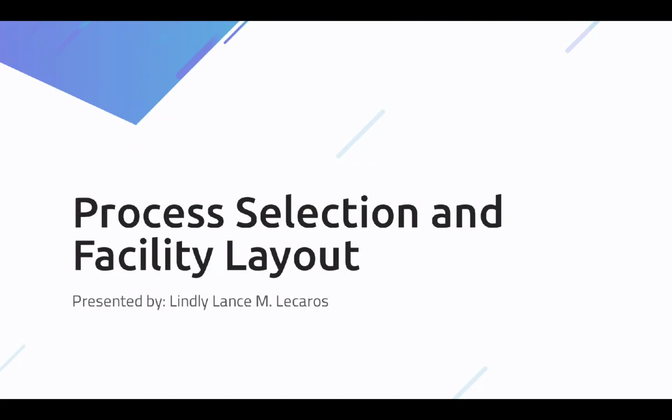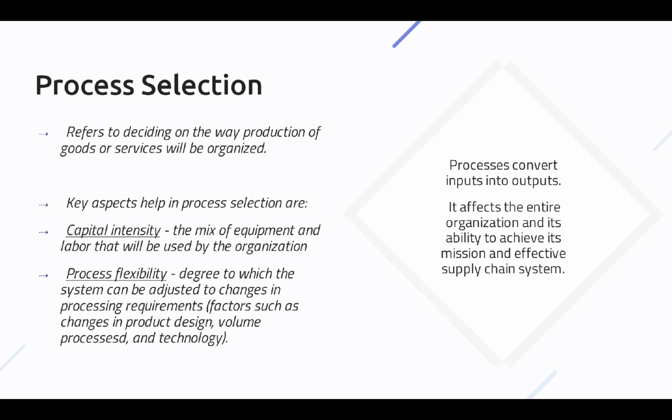I'm going to present to you the process selection and facility layout. Process selection refers to deciding on the way production of goods or services will be organized. The processes convert inputs into outputs. The process selection affects the entire organization and its ability to achieve its mission and an effective supply chain system. Basically, the processes are vital to any organization.